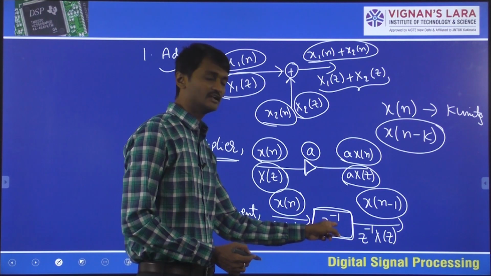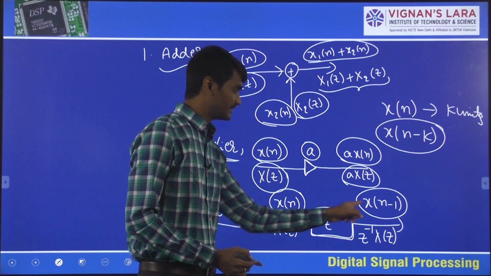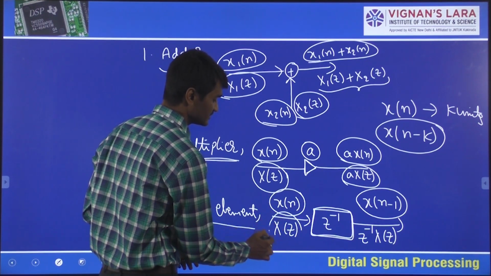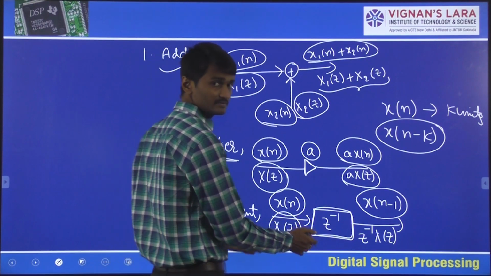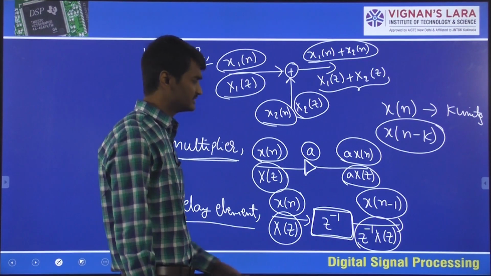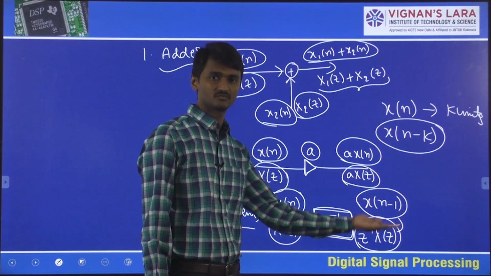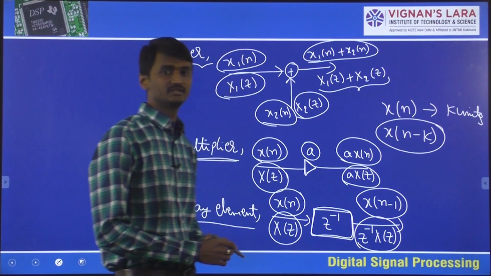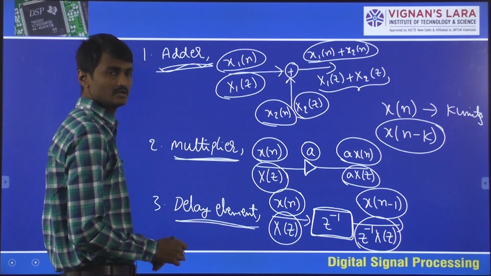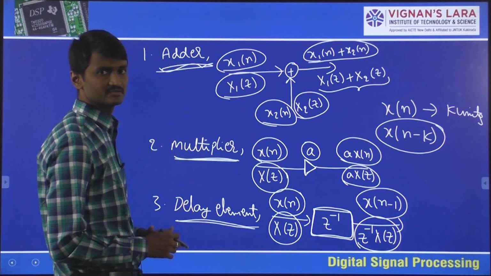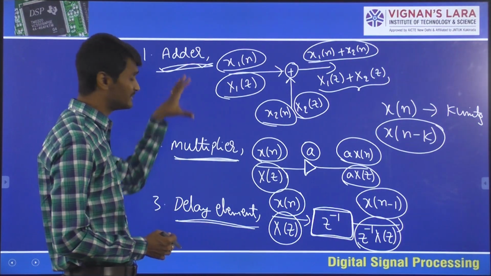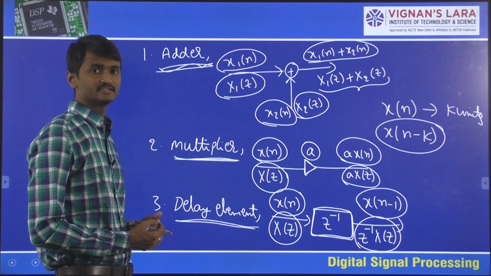So x of n is delayed by 1 unit, passing through that one delay, giving x of n minus 1. The z transform representation of x of n is x of z, then it is passed through that one delay element, and it will be z inverse of x of z. Simply, the z transform representation of x of n minus 1 is z inverse of x of z. So these three basic elements, adder, multiplier and delay element, are used to realize digital filters. By using these three elements only, we are going to realize the digital filters.